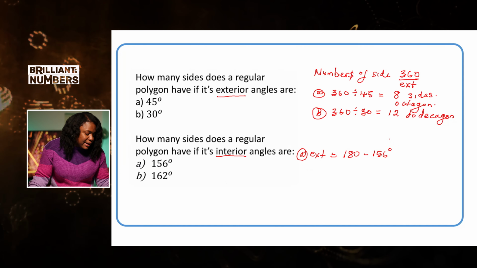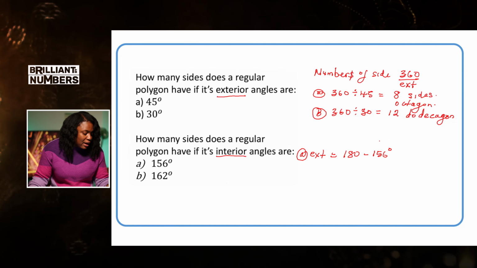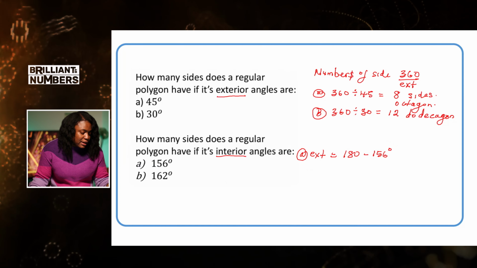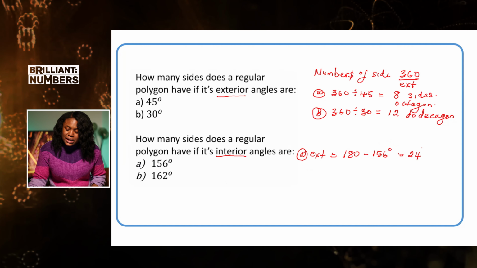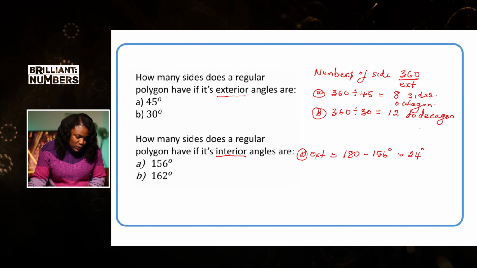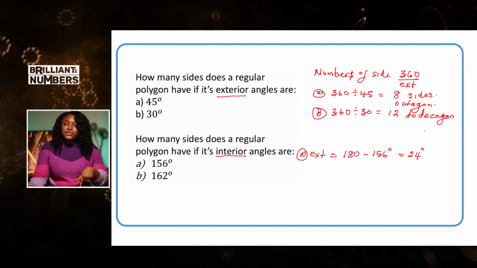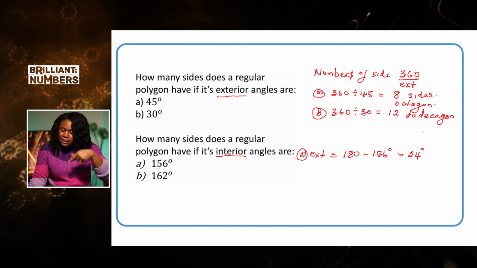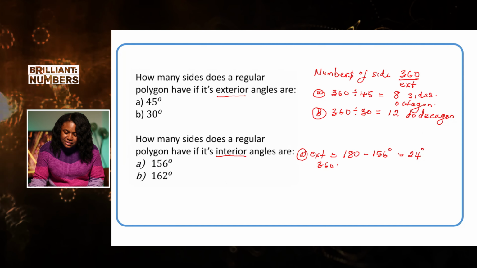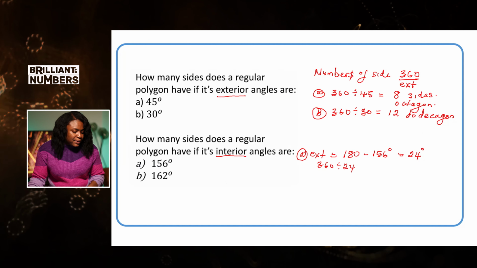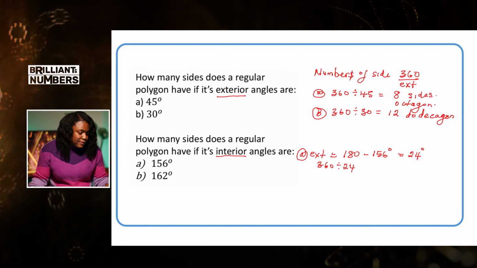Let me just put that in my calculator quickly. 180 take away 156 is equal to 24. So the exterior angle is 24 degrees. Now I know that the number of sides is equal to 360 divided by the exterior angle. So I'm going to go ahead and do 360 degrees divided by 24. Put that in my calculator again. 360 divided by 24.